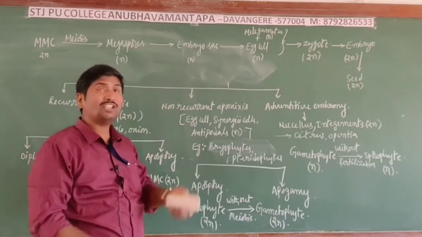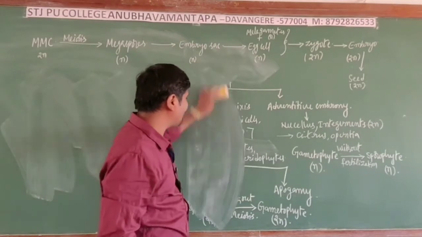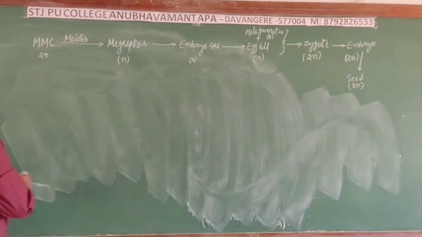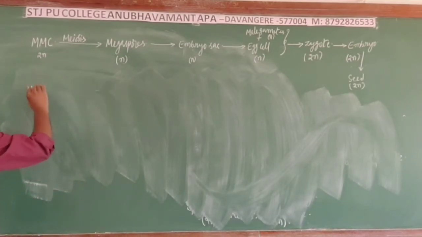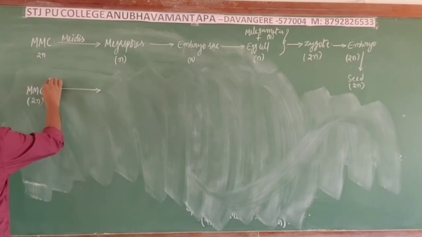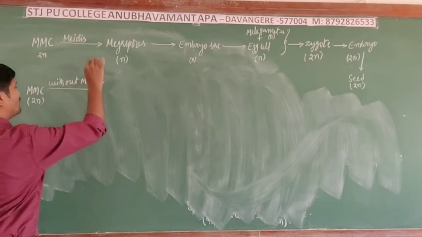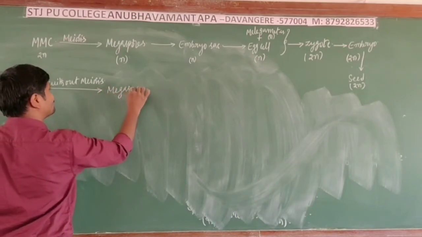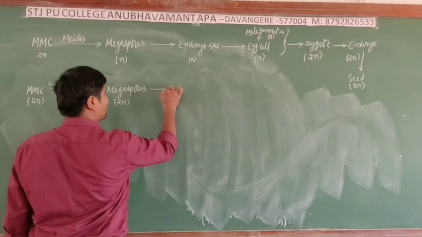What about without meiosis and without fusion of gametes? That is from the apomictic seeds. What are the apomictic seeds? See here. First one, take the best example, diplospory. MMC, megaspore mother cell, 2N. Here, without meiosis, it gives rise to the megaspores, which are 2N, and the embryo sac is also 2N.